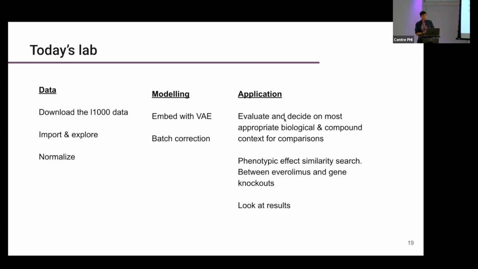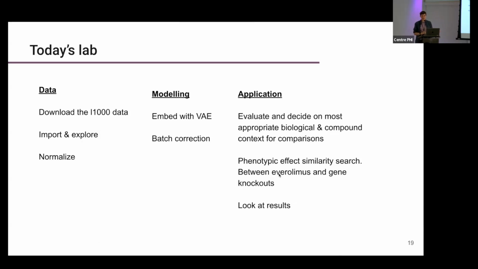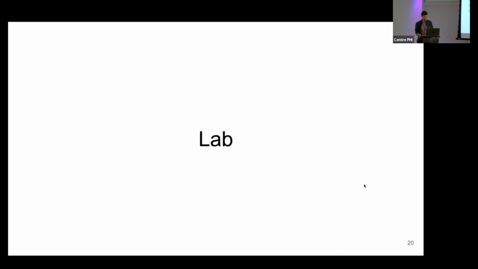Here we need to make some choices. This data has a whole bunch of different things going on in it. It's not like we have one measurement for the drug and one measurement for the gene knockout and we just compare them, right? We have replicates, but we also have different doses, different cell lines. So we're going to need to make some choices here, like what we're actually going to compare. Once we do that, we can actually do our similarity search and look at the results. What was most similar between everolimus and in the panel.